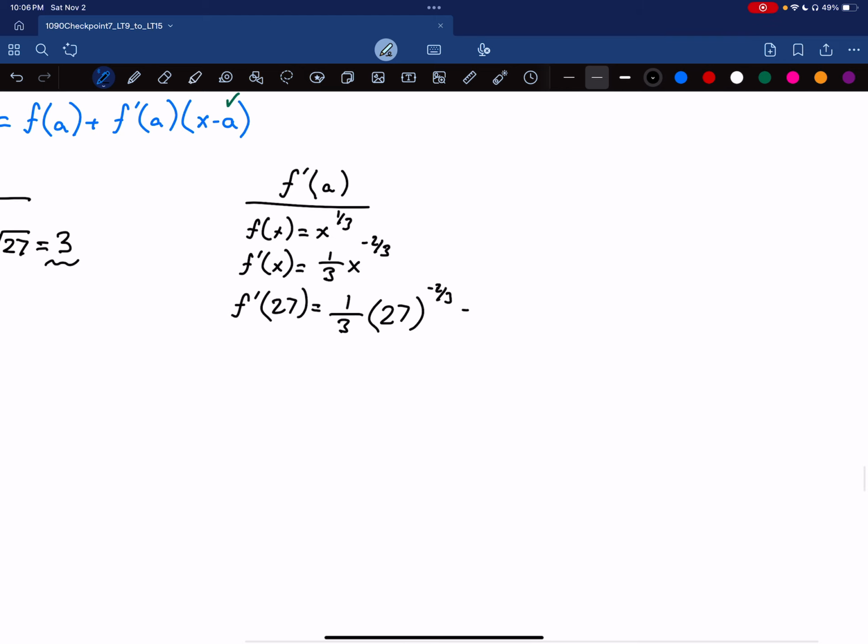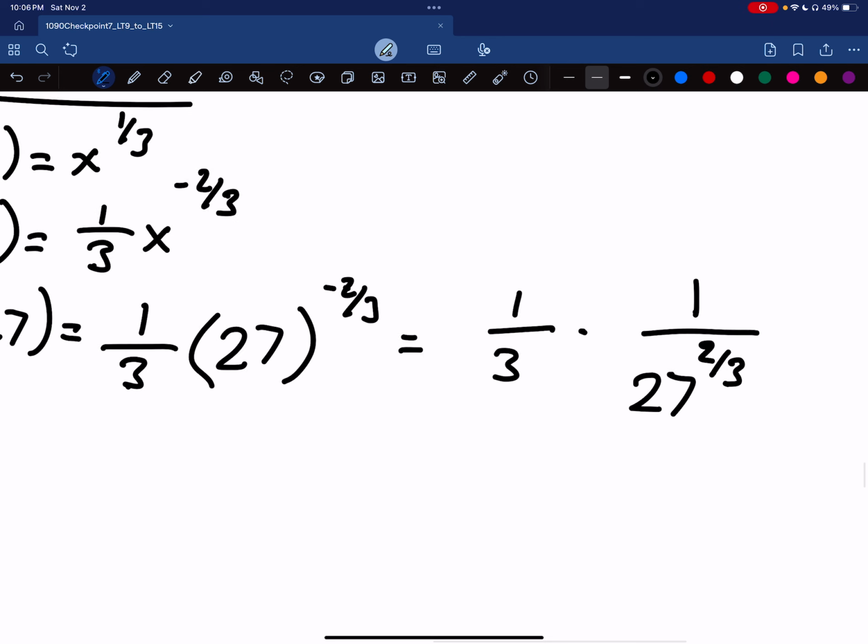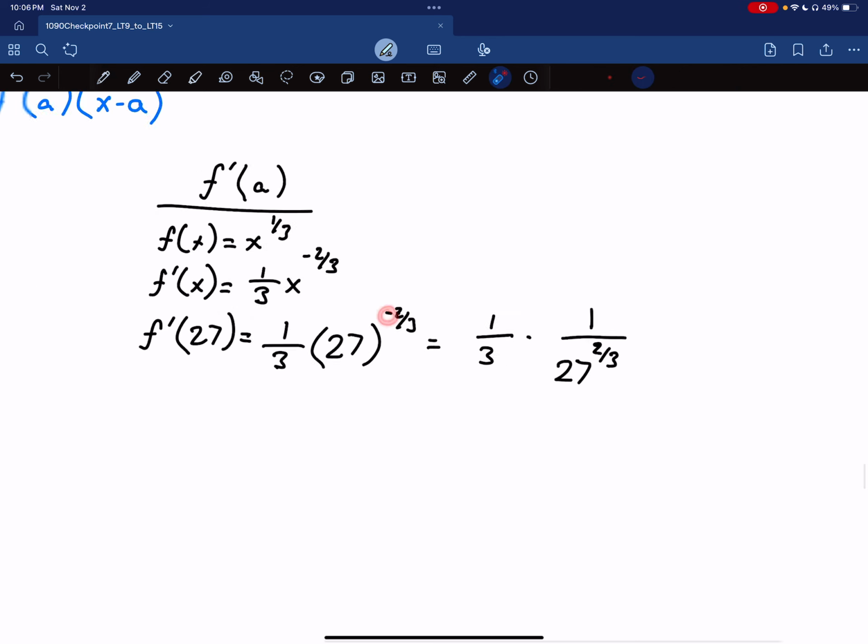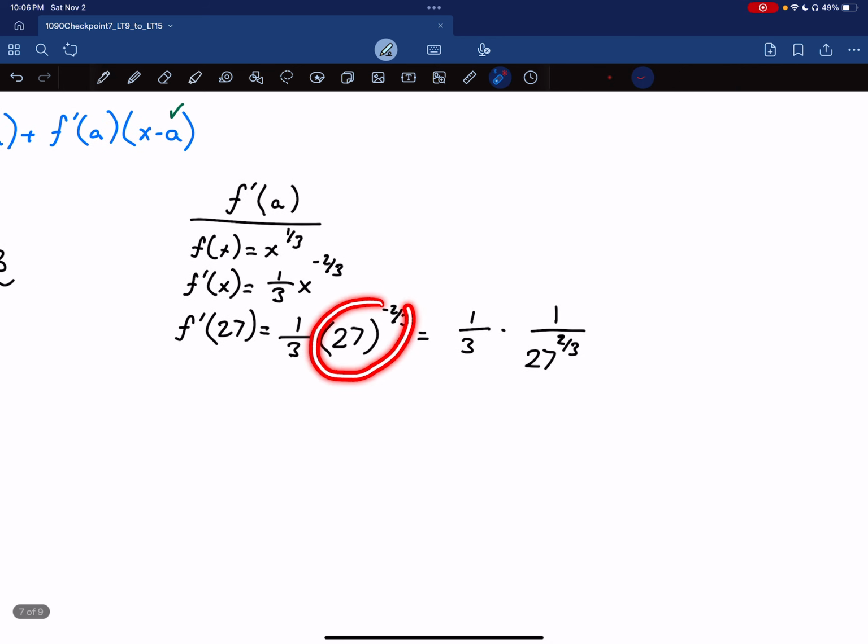And I'm going to rewrite this as 1/3 times 1 over 27 to the positive 2/3 power. The reason I can do that is because of this negative exponent here. That just allows us to move this whole thing from the numerator to the denominator. Sometimes people get confused and include everything, but what we're supposed to do is only the value that is being acted upon by this exponent. So that just becomes here.